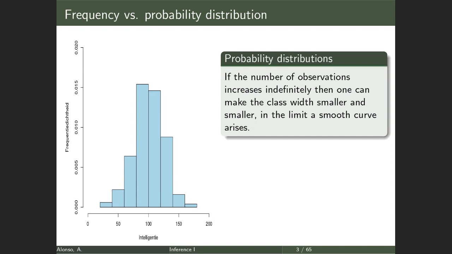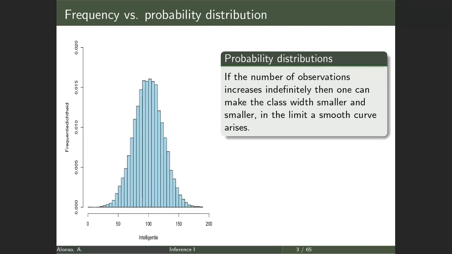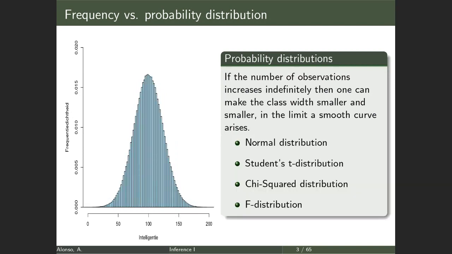If the number of observations keeps increasing indefinitely, if you really increase considerably the number of individuals, the number of children in your study, then the class width of your histogram can become smaller and smaller and smaller. And if you keep going in that process, at the end of this process, you will identify some kind of limit, a smooth curve. It arises from the histogram. In this case, we have it over here.